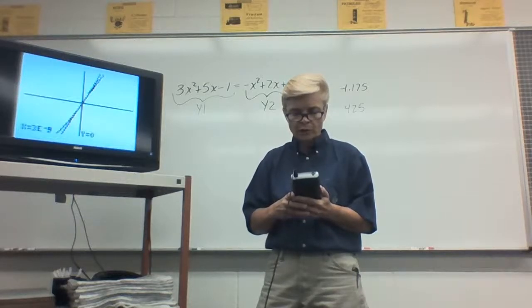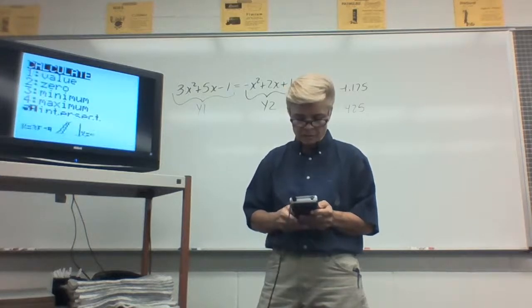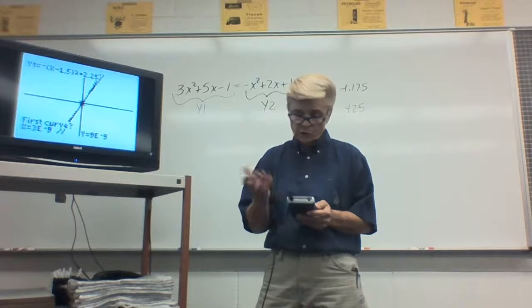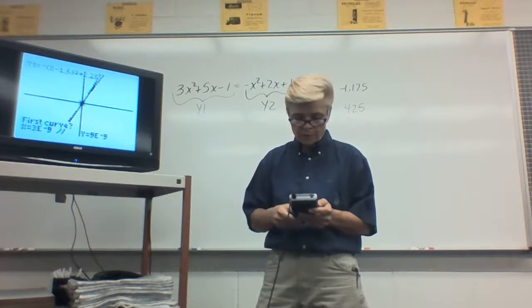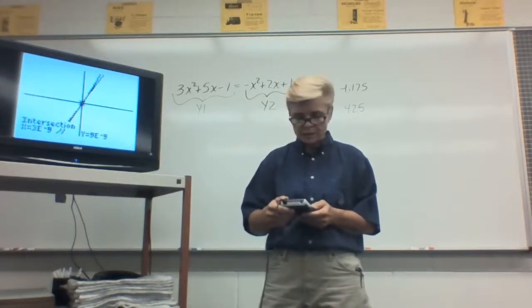Still looks like only one point, so I'm going to ask it what that is. I'm going to go second, calc, and intersect. And there's only one, I'm thinking, so it's pretty close to it. I'm going to go enter, enter, enter. The intersection is 0, 0. You're going, that is what it says, Miss J.